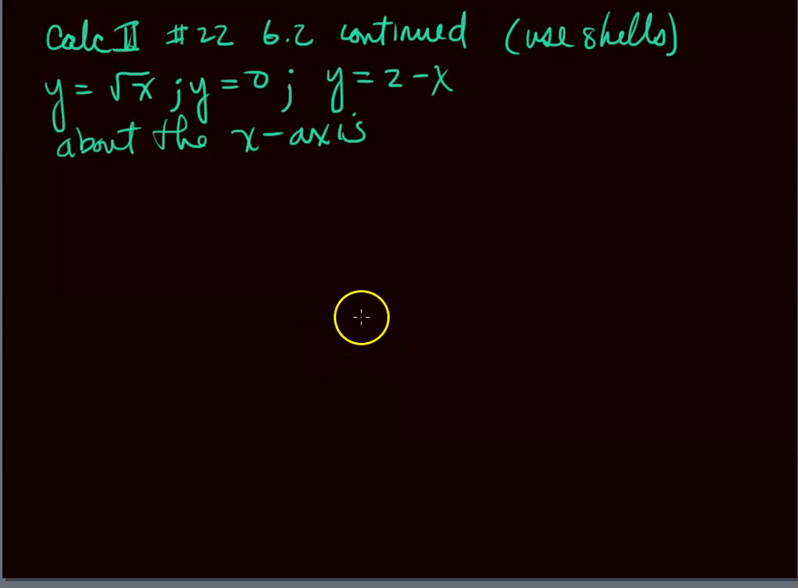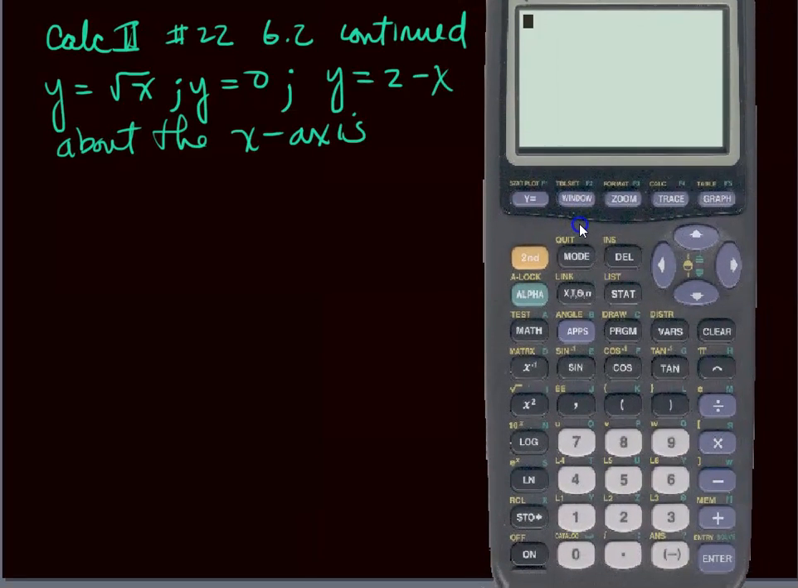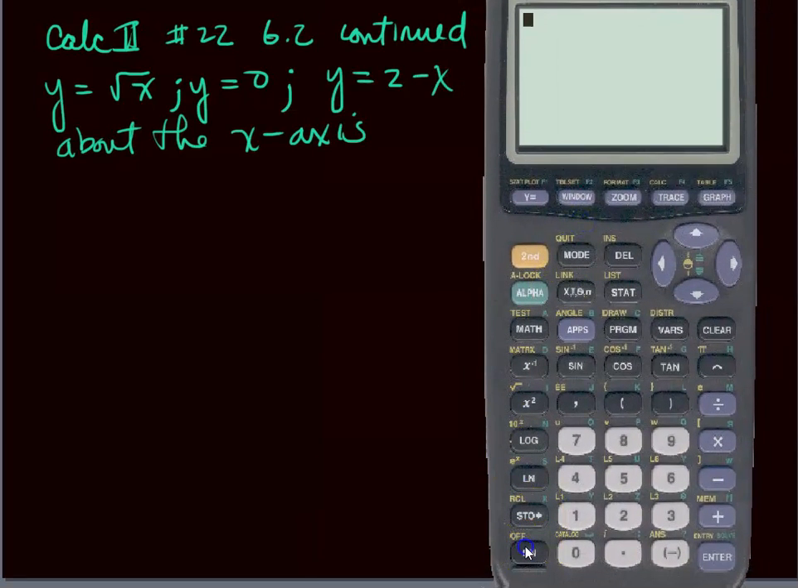So it seems like I need a little more practice too. So Calculus 2, number 22. We want these three functions, y equals the square root of x, y equals 0, and y equals 2 minus x. Use the shell method to find that volume when you generate that volume about the x-axis. If you have trouble drawing these, your calculator can help, but you got to draw them eventually.